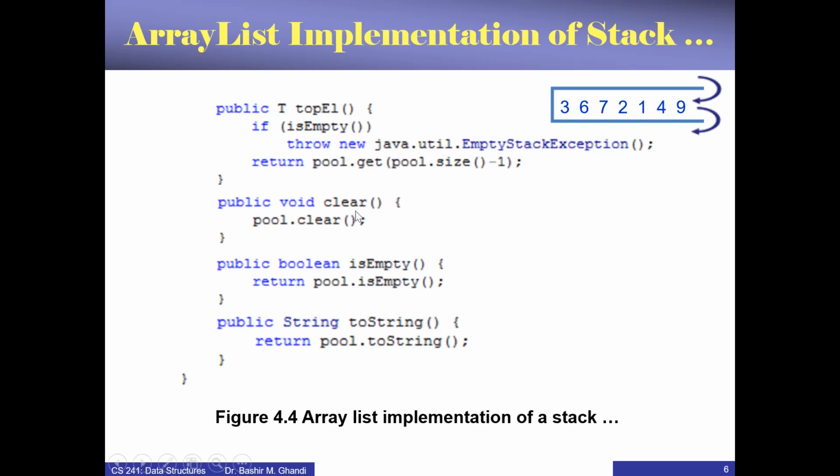So if you understand, we are basically relying on the methods of array list. Let's look at the linked list implementation. So linked list implementation is even easier actually, because linked list has more methods than array list. For example, it has remove last, it has get last, so it will make some of the methods easier to implement.